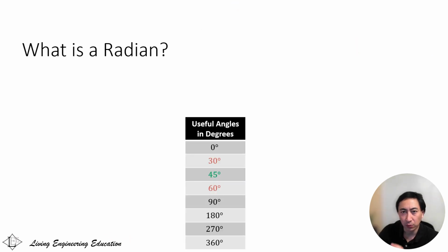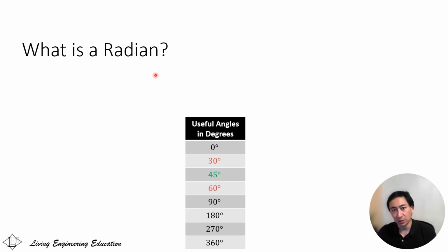All right, so we've learned about some very useful angles in degrees, right? 0, 90, 180, 270, and 360. Those are all along the axes. And then we learned about 30 and 60 degrees from an equilateral triangle and splitting the equilateral triangle, and 45 degrees for a right isosceles triangle.